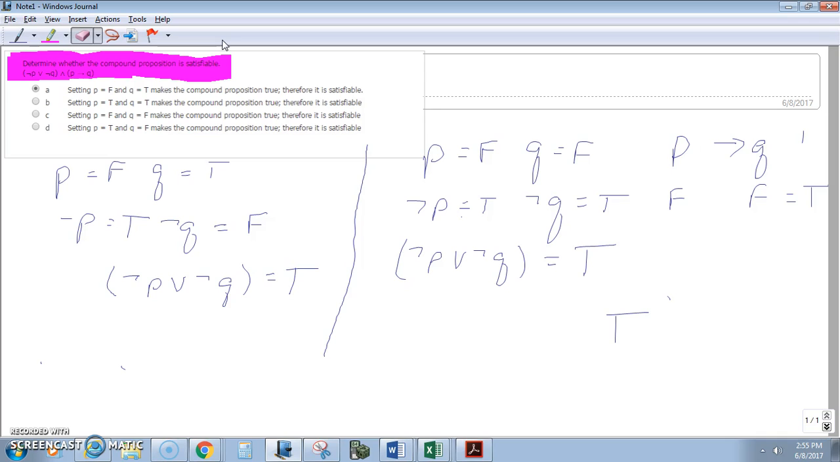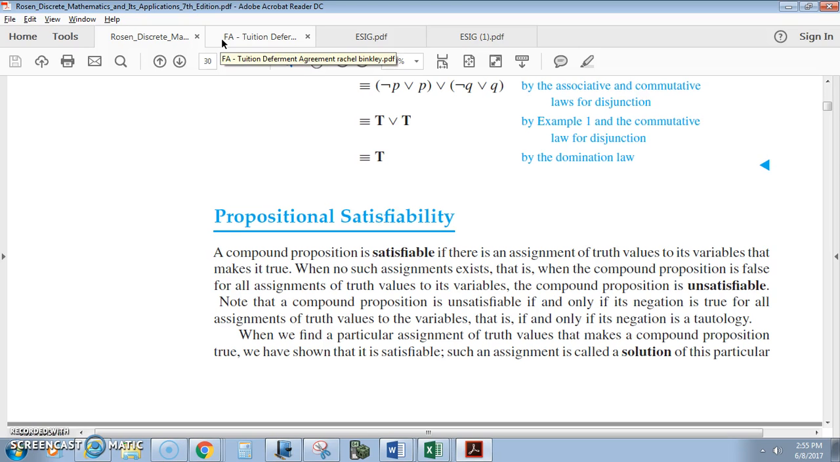So what am I doing wrong? Because it seems like both A and C are satisfiable, but I'm sure that I am missing something or I didn't read something correctly. When I go back to the book, the only thing I think maybe I need to look at is when it talks about, note that a compound proposition is unsatisfiable if and only if its negation is true for all assignments of truth values to its variables. That is, if and only if its negation is a tautology. I'm sure I'm pronouncing that incorrectly, so please correct me on that also. But the compound proposition is unsatisfiable if and only if its negation is a tautology. I don't know if that has something to do with why there would be a difference there.